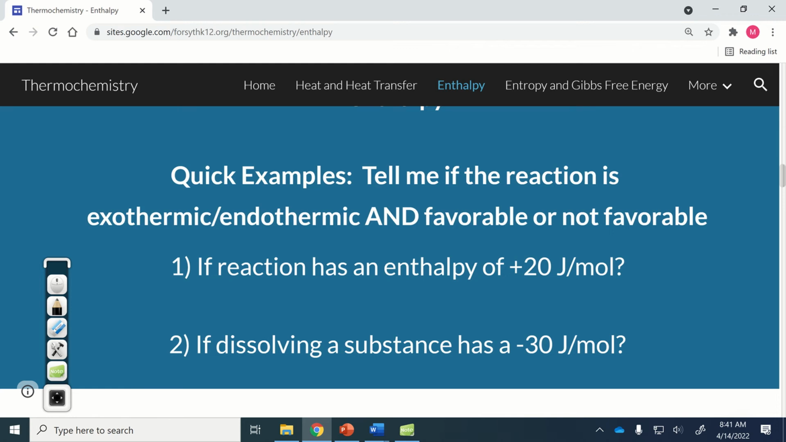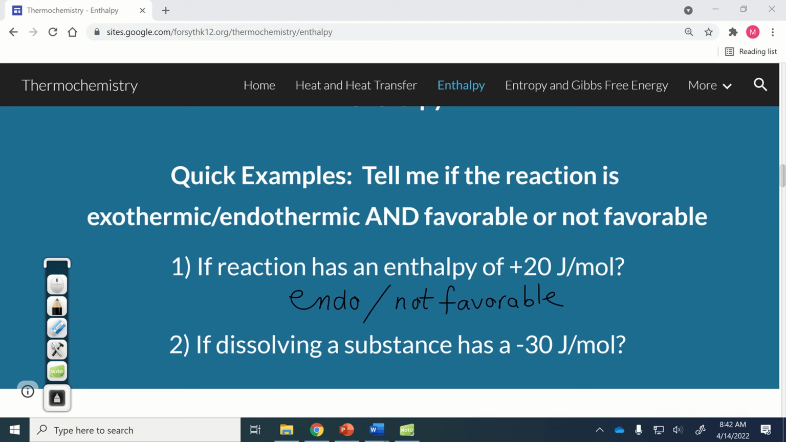So if I look at these two, if a reaction has an enthalpy of positive 20 joules per mole, that means that this must be an endothermic reaction, and this would be not favorable. It's one that I can do, but when I say it's not favorable, I need to put some energy into it to make it occur. Which might not be that difficult, but you're adding energy into the system, into the chemicals themselves, and therefore that's something they won't necessarily do on their own completely.